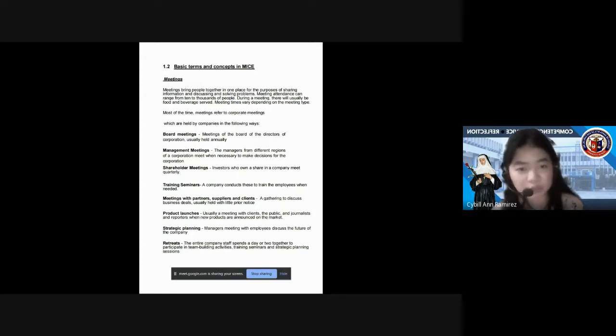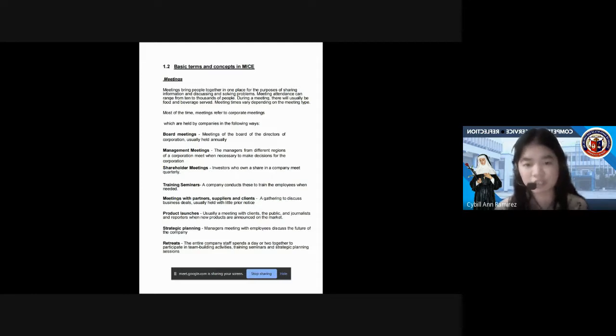Sometimes a company would like to extend its partnership with another company, so that their company can grow bigger, or, for example, they would like to get a new supplier because they have many customers or they're opening a new kind of product. So, meetings with partners, suppliers, and even clients.